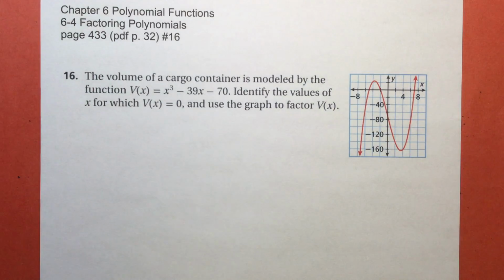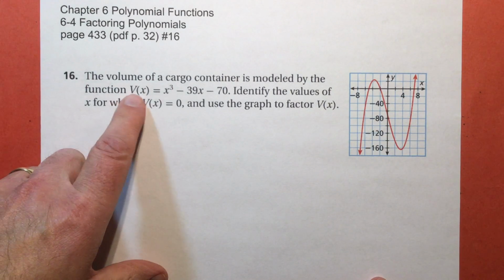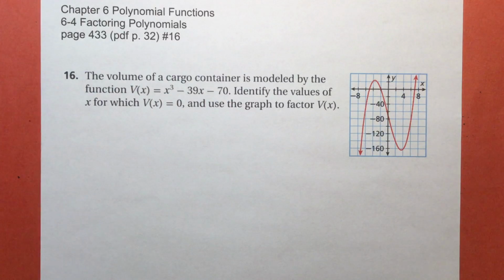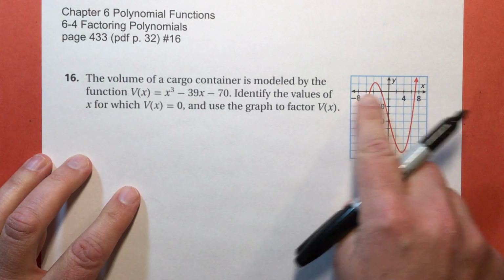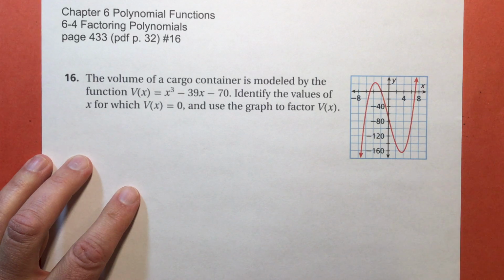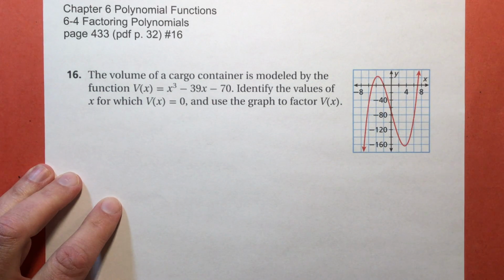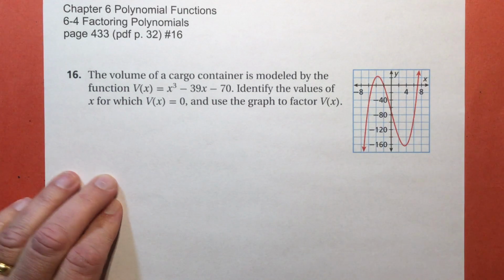The volume of a cargo container is modeled by this function. V of x equals x to the third power, subtract 39x, subtract 70. Cool. We want to identify the values of x where this function equals 0. That's from the graph. And then we're going to use the graph to factor. I'm going to factor using synthetic division, but we're going to see how that's related to the graph.